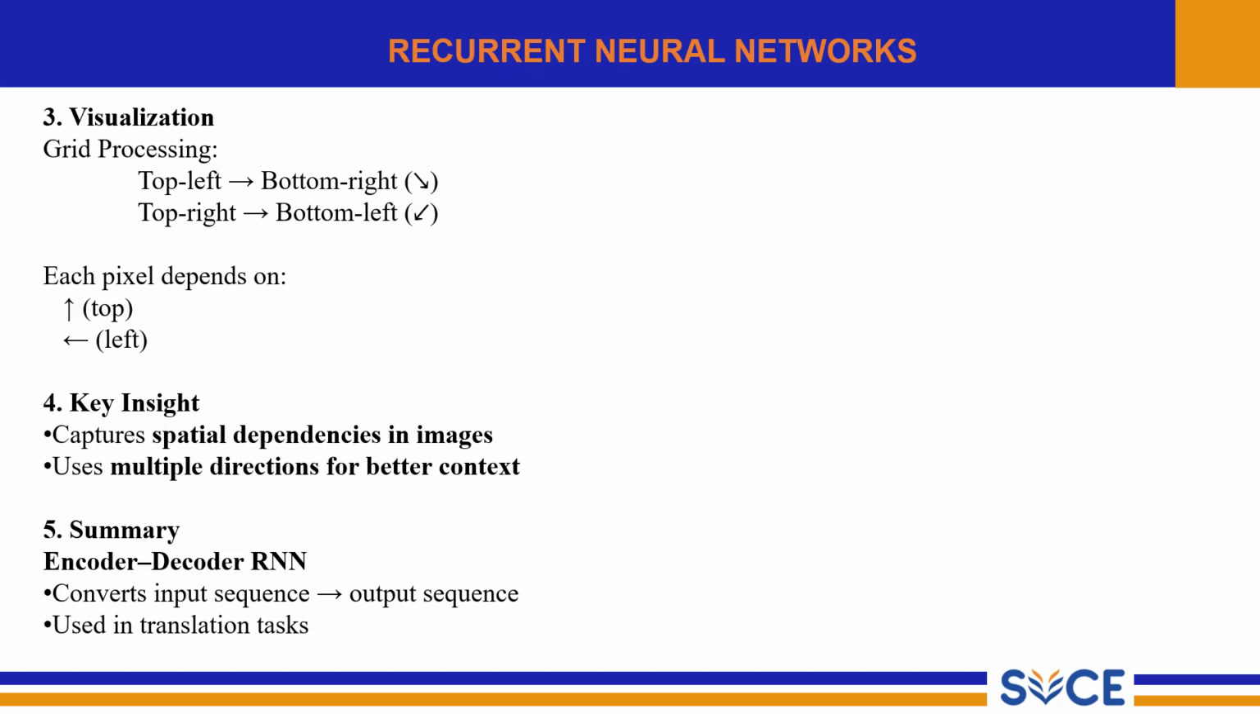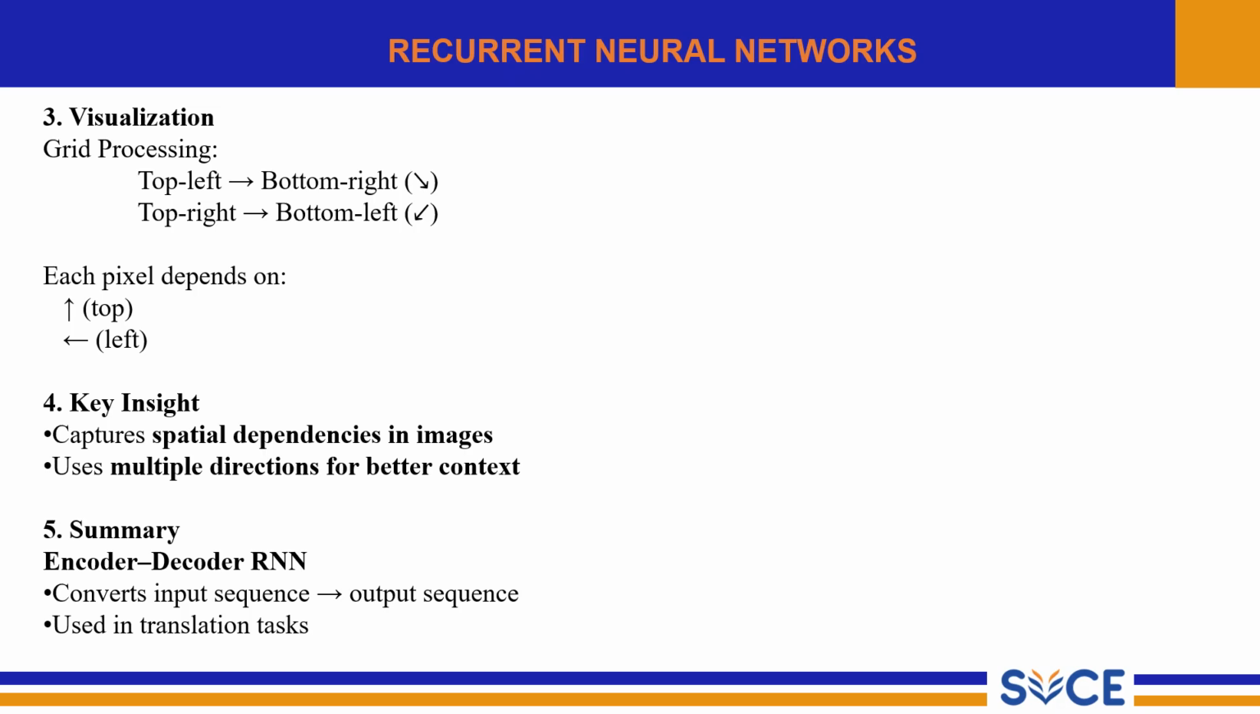So next in bidirectional LSTM is visualization, the visualization of grid processing. To understand diagonal BiLSTM, first imagine an image not as a picture, but as a 2D grid of pixels where each pixel must be generated one by one. Now instead of processing this grid only row by row, PixelRNN uses a smarter strategy, diagonal traversal.